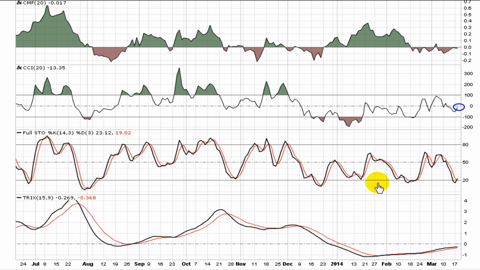CCI at zero essentially says the price is at its 20-day mean. Full stochastics down low indicates there's not really any momentum in this chart, but again, the price movement has just been sideways, so that's somewhat to be expected. TRIX, moving back towards zero, like the MACD, we look for that break into positive territory to show a bullish trend.